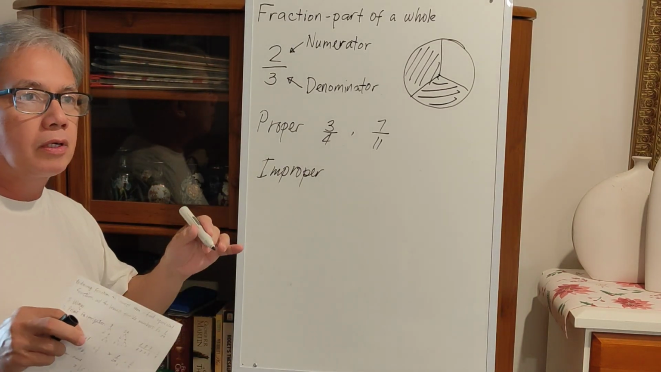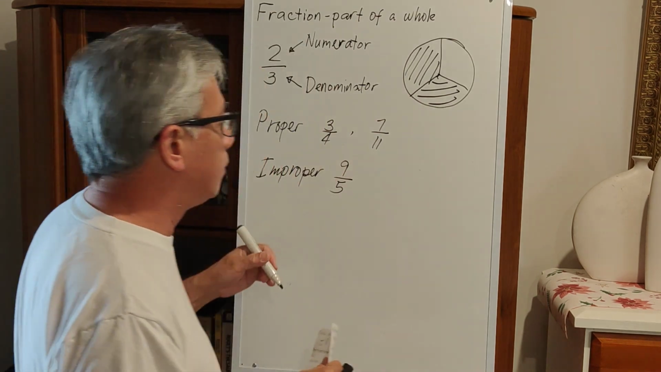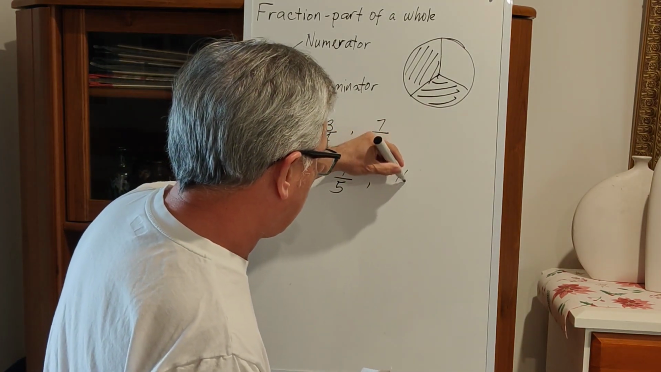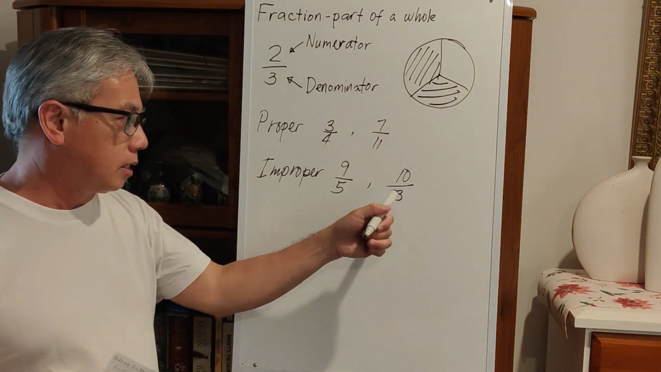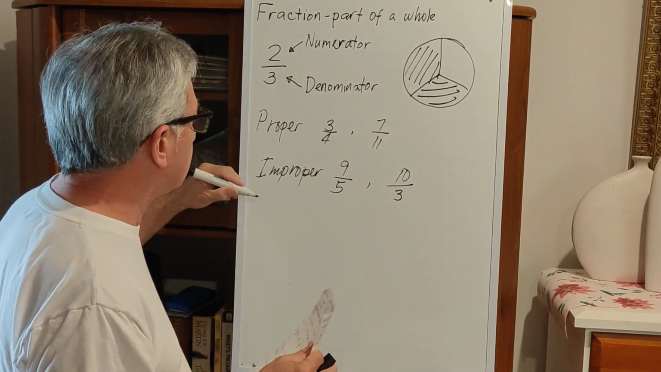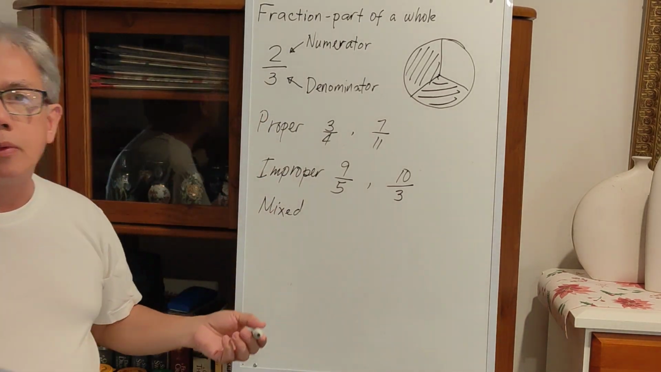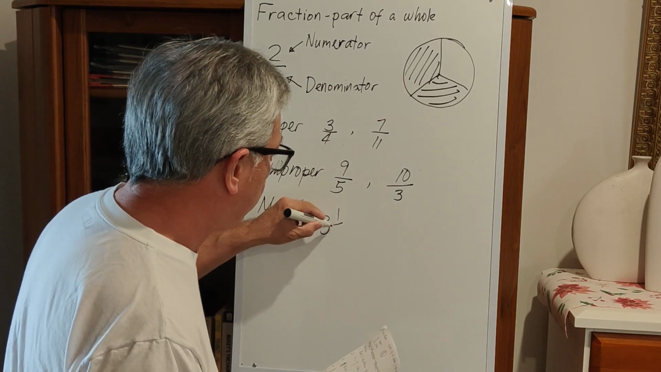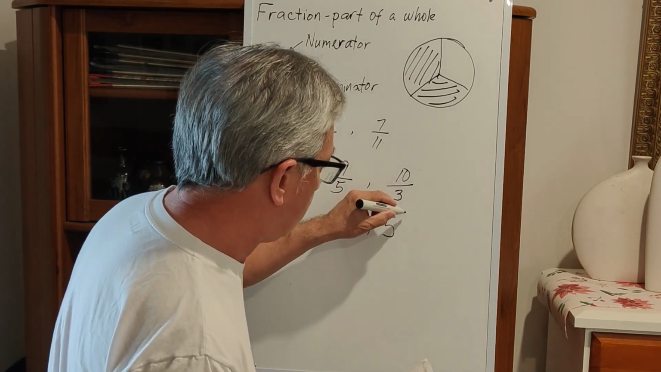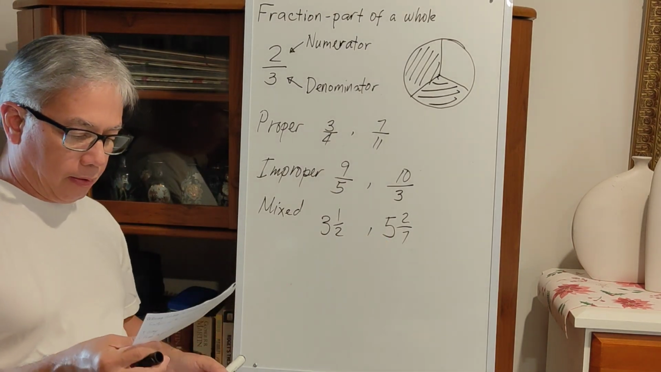The next one is improper fraction. Improper fractions are fractions where the numerator is greater than the denominator, like 9/5, or 10/3. So this is another example of improper fraction. Now we go to the third kind, which is the mixed fraction. Mixed fraction is a combination of a whole number and a fraction, like 3 and 5, so it's a whole number and a fraction. Or 5 and 2/7. That's another example. These are mixed fractions.